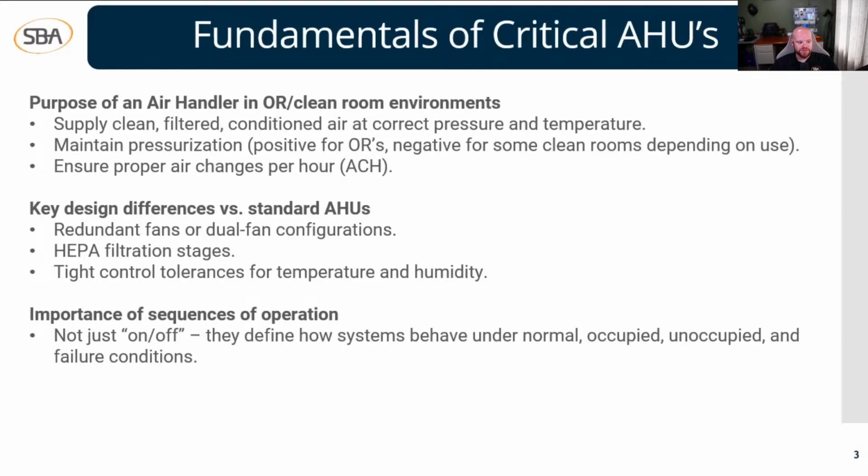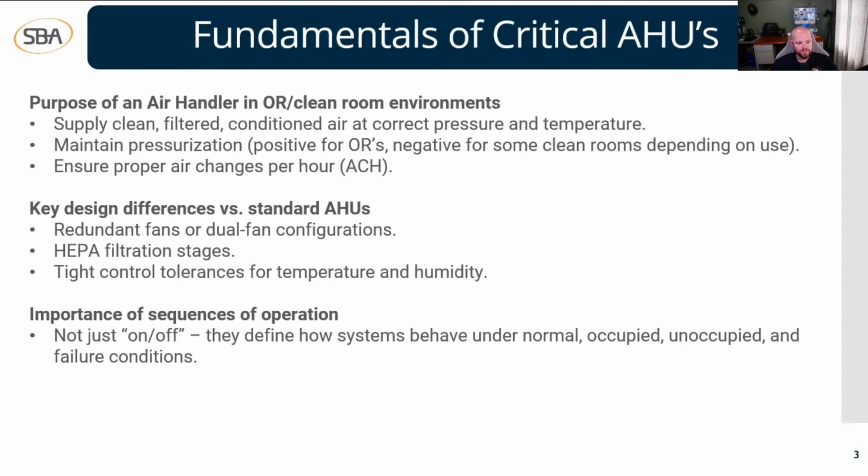And then the last thing we see here is tight control tolerances for temperature and humidity. If it's a typical building like a college or even a dorm room or an apartment building, most HVAC equipment is just going to have a simple 2-3 degree deadband. We may see something in an operating room or a clean room that has a 0.5 degree deadband, where there's not a lot of fluctuation allowed in the temperature or the humidity in those rooms. So we'll see tighter control tolerances for temperature and humidity in these air handlers than in standard air handlers.